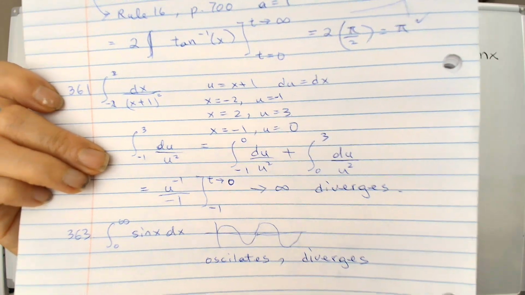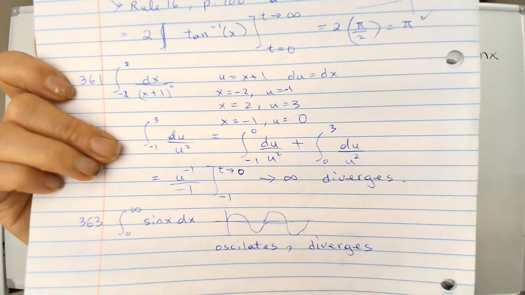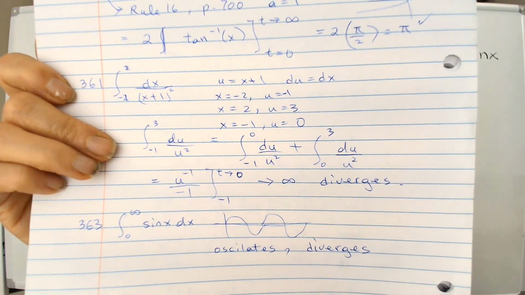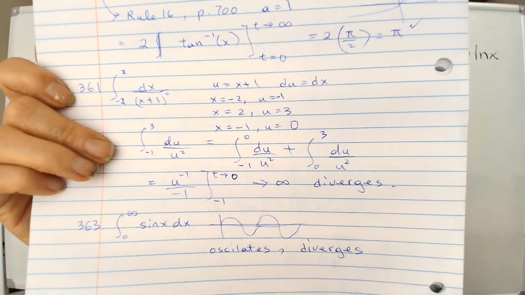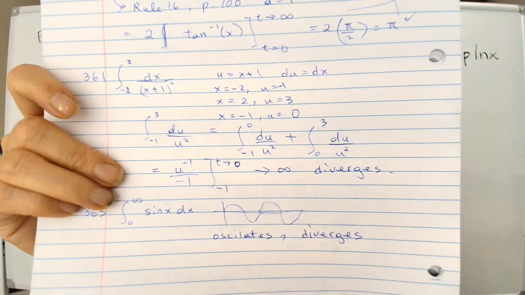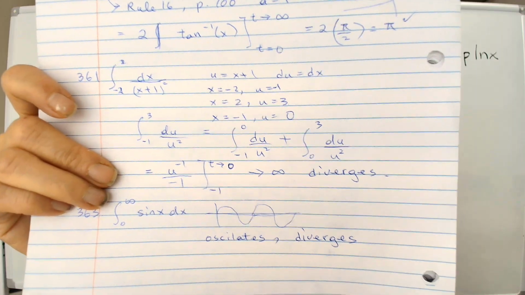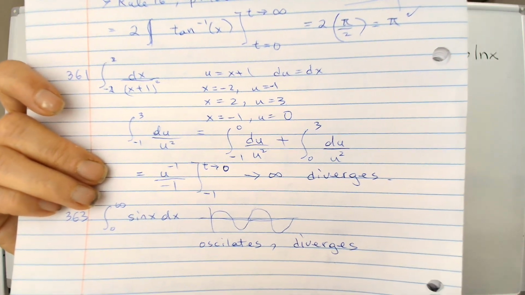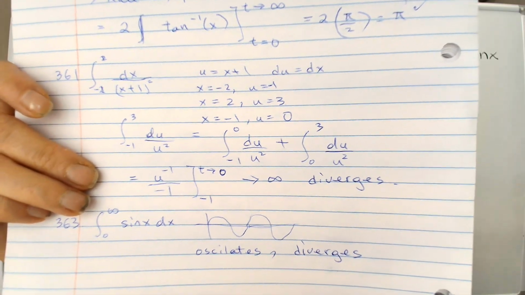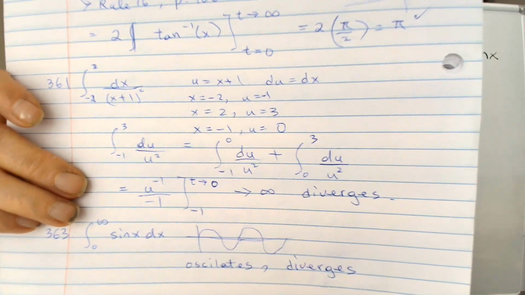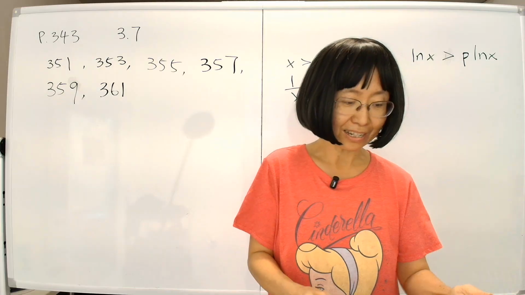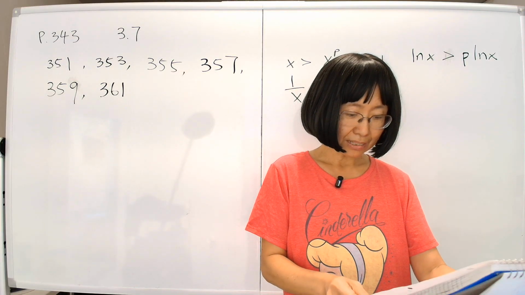If it's -1 to 3, then the problem exists when u equals 0. So we break up the integral into 2 parts, from -1 to 0, and then from 0 to 3. We integrate the first one, and it becomes u to the power -1 as t approaches 0. That becomes infinity, so it diverges. Therefore, this integral diverges, and we don't care what the rest of it does. It's a goner.